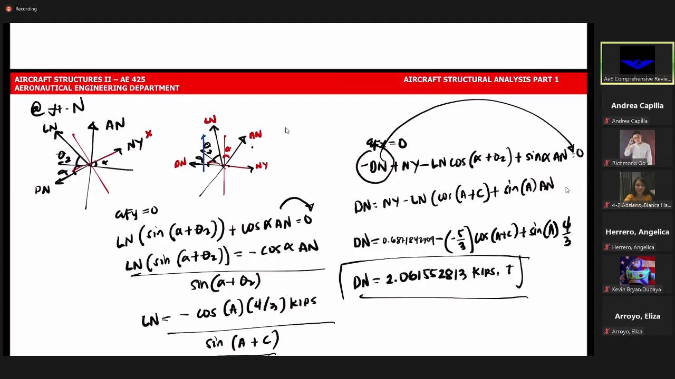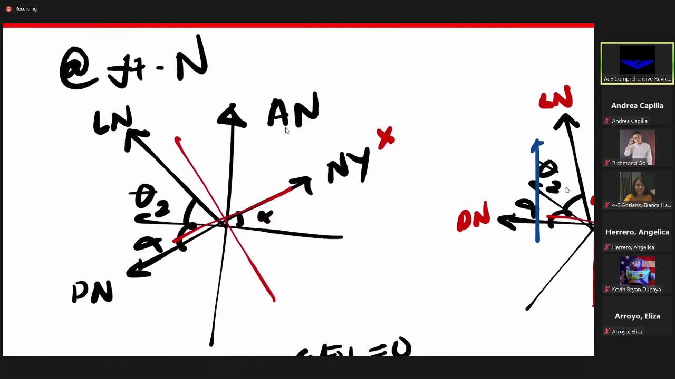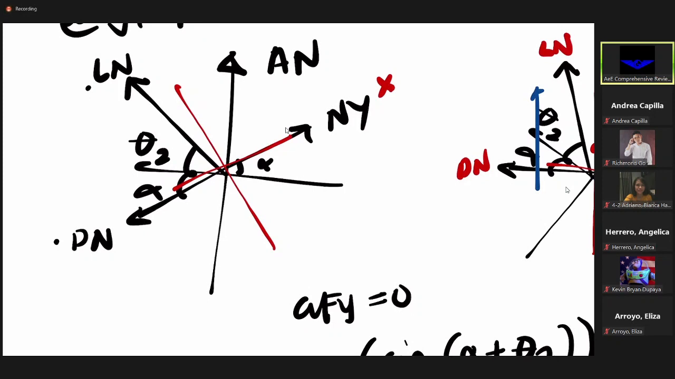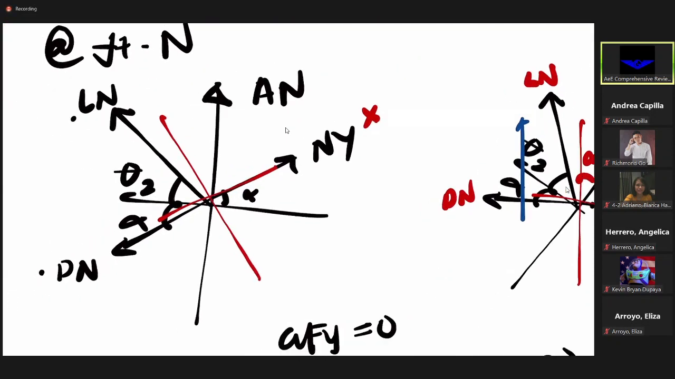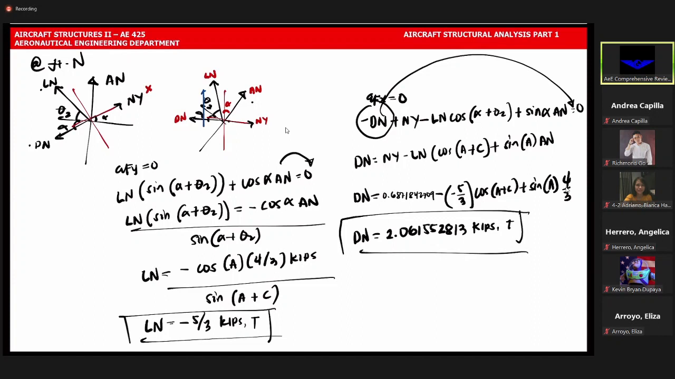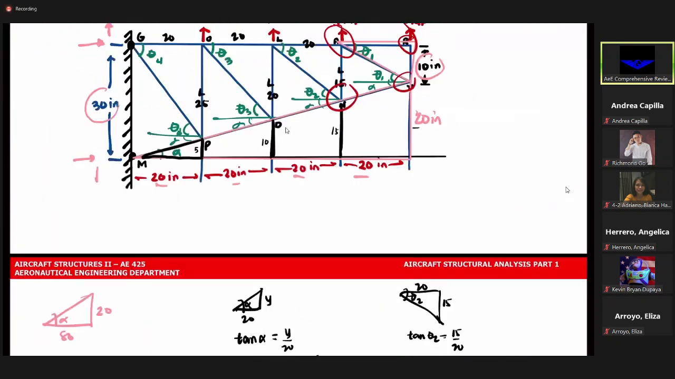May tanong ba sa rotating the axis or rotated axis? Nakuha naman? Sir, kaya po ba tayo nag-rotate ng axis para mapadali yung pagsosolve? Yes, sir. Kasi pag hindi tayo nag-rotating the axis, mag-equation 1 and equation 2 tayo kasi dalawa yung unknown, LN and DN. Tapos x component and y component pa yung kinukuha natin. So equation 1 and equation 2 yung mangyayari. Pero dito, nung nag-rotate tayo ng axis, nag-summation Y tayo, nakuha natin LN, summation X, nakuha natin yung DN. Okay? Wala nang tanong. So meron na tayong N.